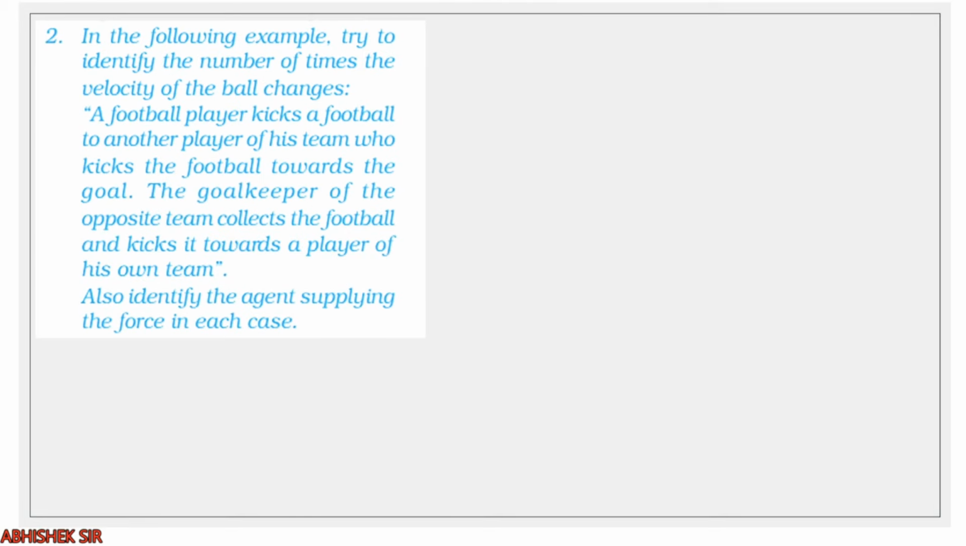Next question is very interesting. In the following example, try to identify the number of times the velocity of the ball changes. So one case is given in which we have to write down how many times the velocity of the ball is changing and identify the agent supplying the force in each case. Okay. So now let us read the lines, and one by one we will see how many agents are there and who they are and when the velocity of the ball is changing.